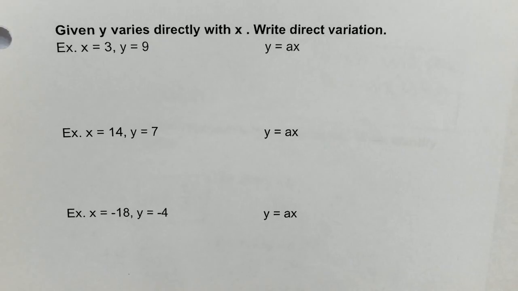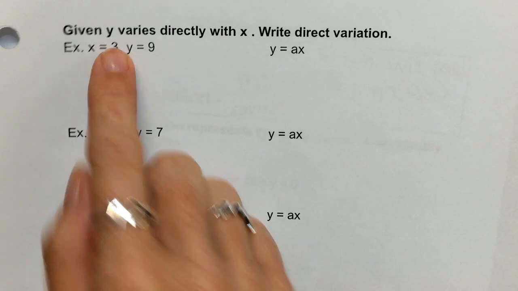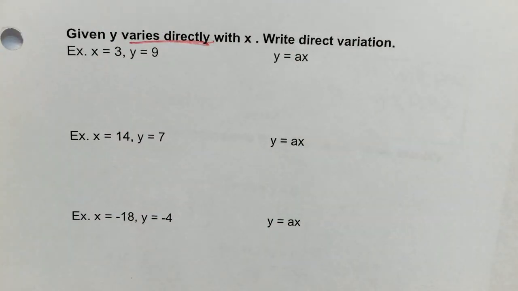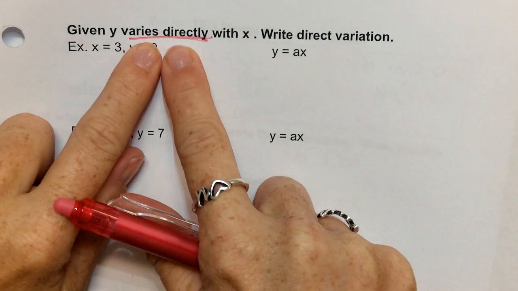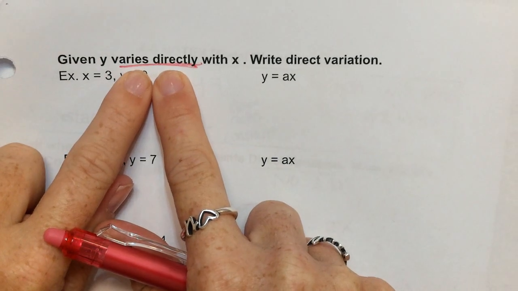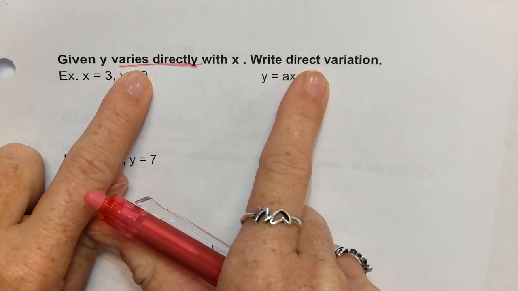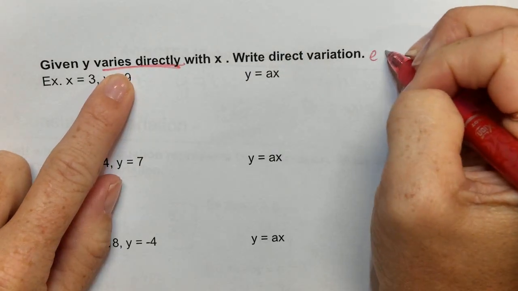All right, on the back, it's telling you y varies directly with x. It's telling you. That means it is proportional. It does show direct variation because it's telling you it does. Yes? It says write the direct variation equation.